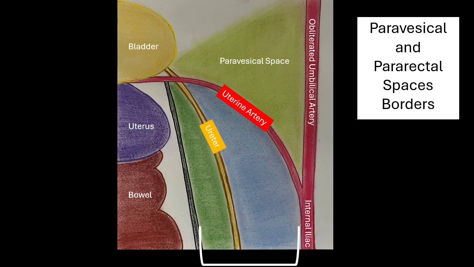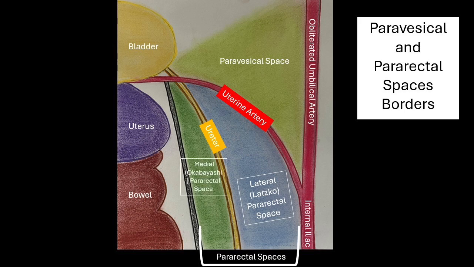Inferior to this area are two spaces in one, the pararectal spaces. The lateral pararectal space, also known as RSus space, is bordered medially by the ureter and laterally by the internal iliac artery and the uterine artery. You can appreciate the uterine artery is the divider between the paravesical space and the pararectal space. The medial space, or Okabayashi space, is bordered laterally by the ureter and medially by the peritoneum and the bowel.